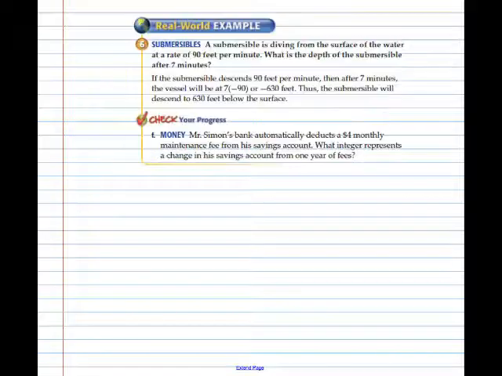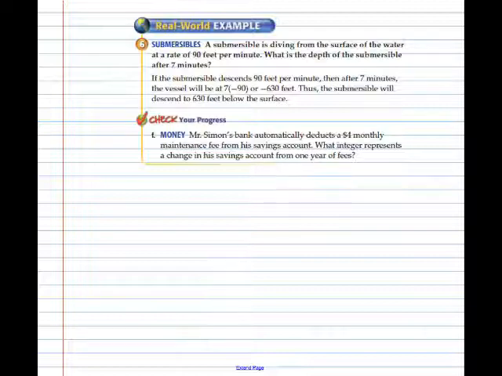Yes, negative 105. A submersible is diving from the surface of the water at a rate of 90 feet per minute. Diving means negative 90. You can see that down here. What is the depth of the submarine after 7 minutes?